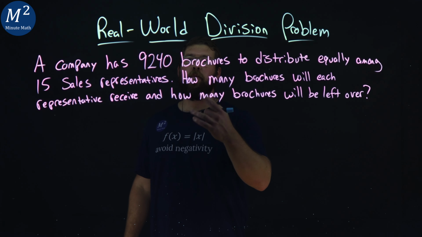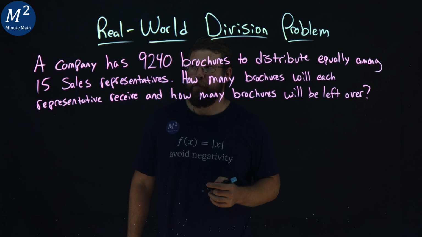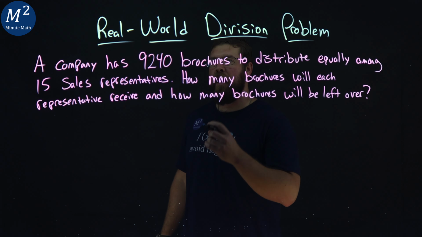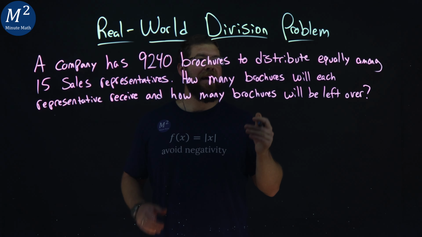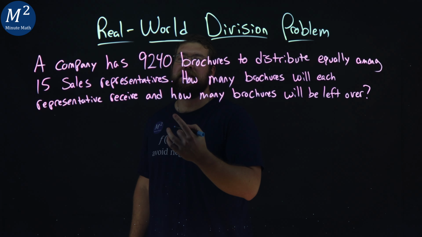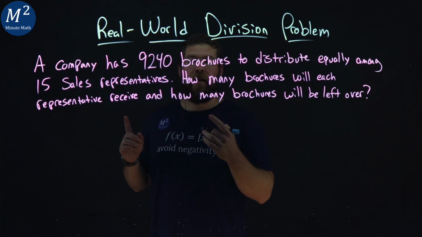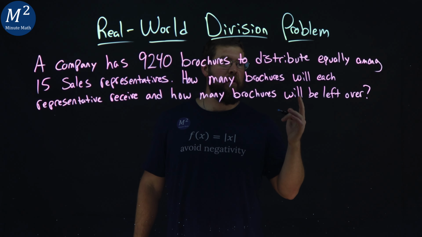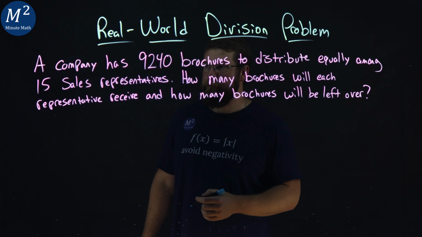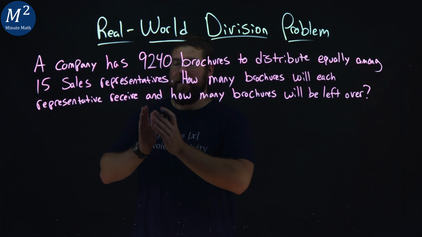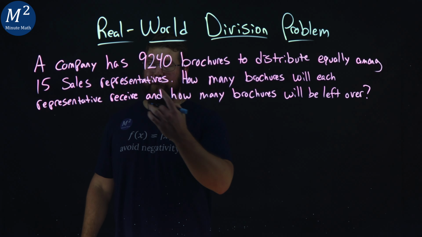Let's learn about a real-world division problem. A company has 9,240 brochures to distribute equally among 15 sales representatives. How many brochures will each representative receive, and how many brochures will be left over? So we want to divide 9,240 by 15.